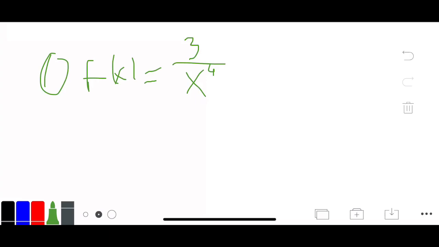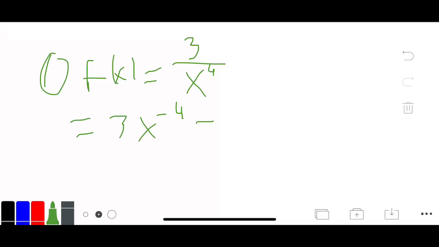You always want to carry the f of x. So this would equal 3x, and you want to bring this right here to the top. Since you bring it to the top, you have to make it negative. So it'd be 3x to the -4, because when you bring it to the top or bottom, you have to switch the sign.